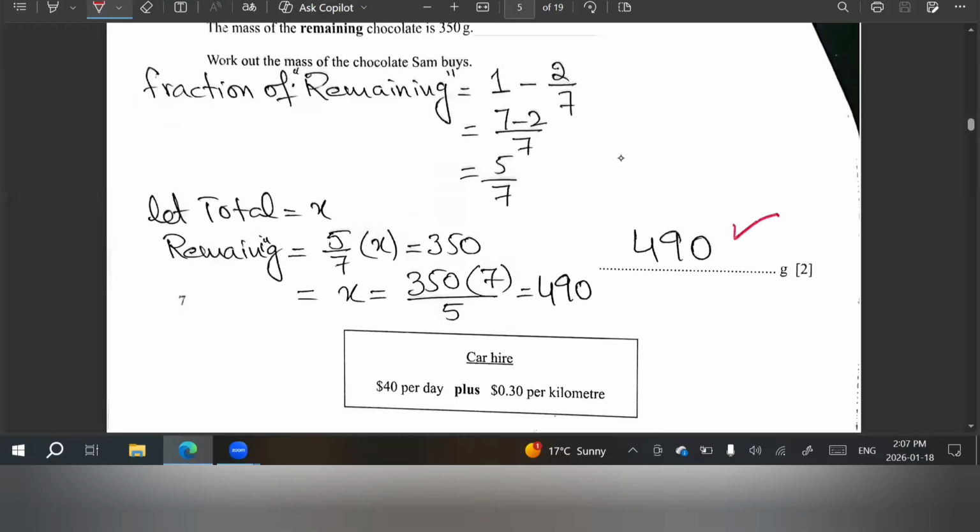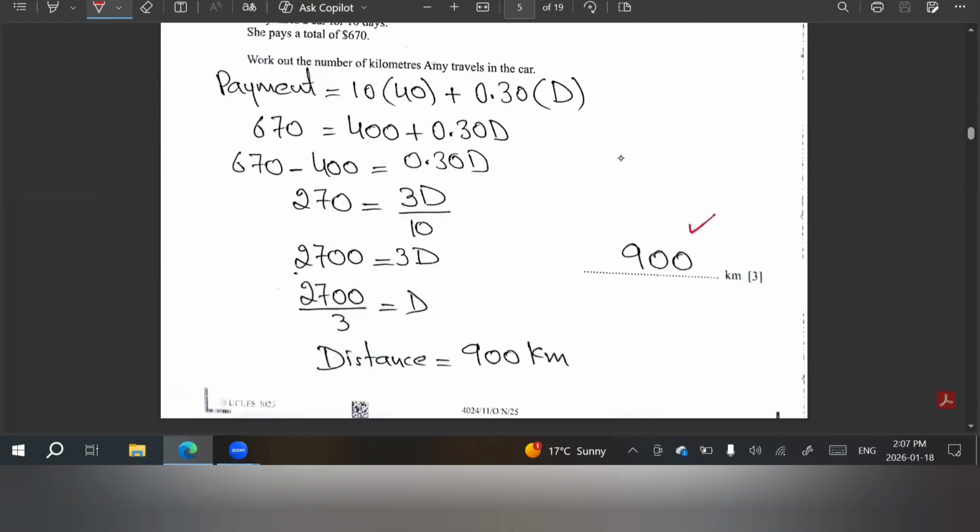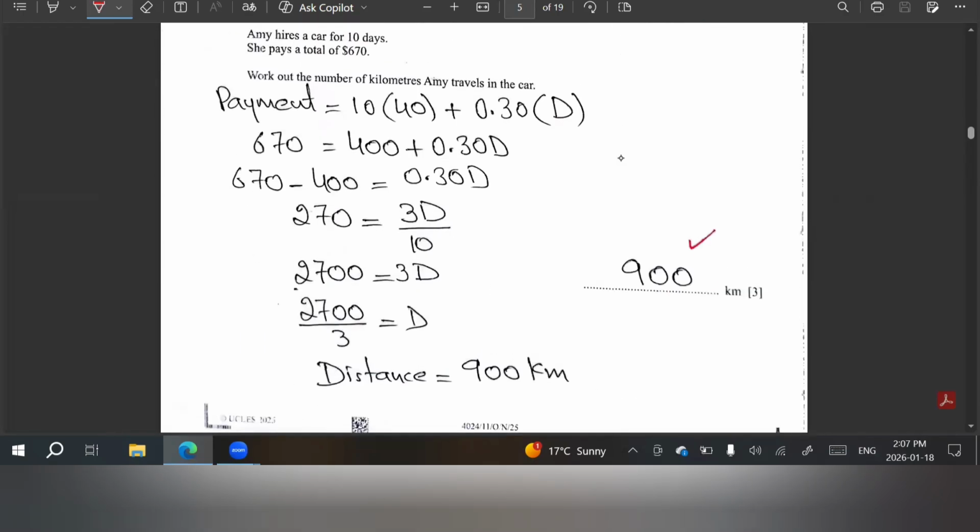Okay, so she has hired the car for 10 days. The total payment she has to make will be equal to the money for the days plus the money for the kilometers she traveled. We want to find out how many kilometers she has traveled. We know the payment already. So the payment is equal to 10 days multiplied by $40 per day plus 0.30 for 1 kilometer, and suppose she has traveled D kilometers. So the total payment we already know is $670. So 670 will be equal to 400 plus 0.30D.